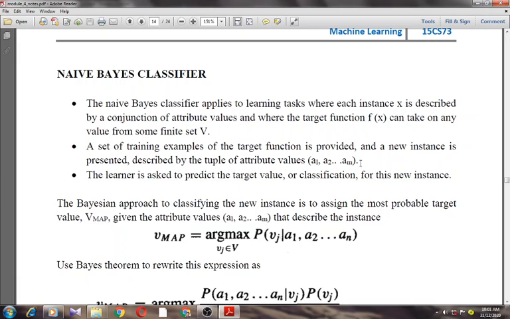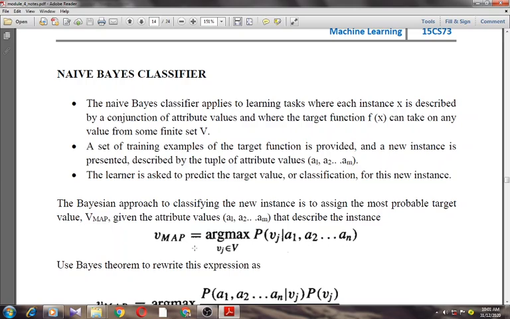So this is very important. In the Naive Bayes classifier, the learner is asked to predict the target value or classification for this new instance. The Bayesian approach to classifying the new instance is to assign the most probable target value, that is vMAP, given the attribute values a1, a2, a3 and so on up to an, that describe the instance.